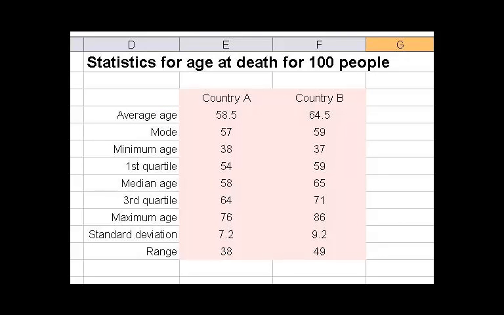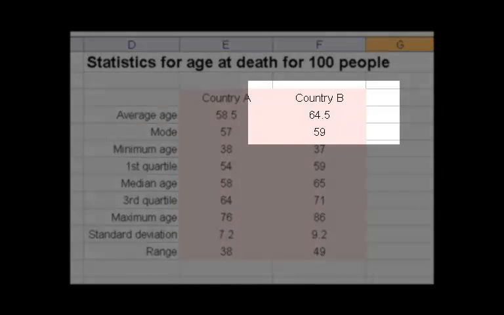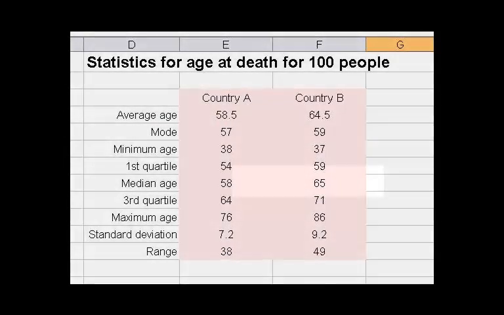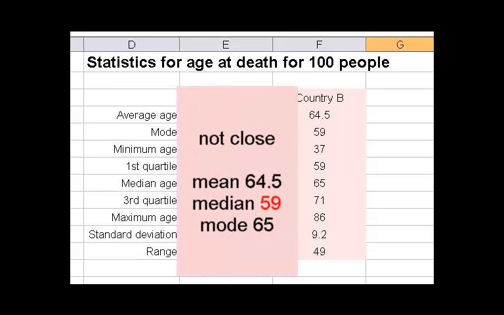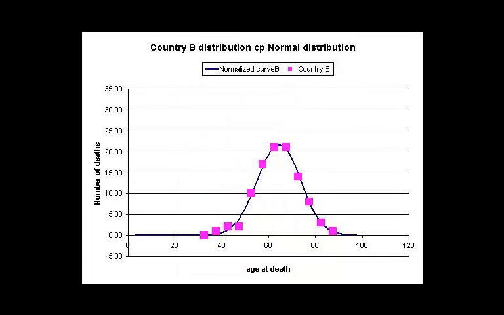In country B, the average age of death was 64.5 years. The mode was 59 and the median was 65. It would appear that country B does not have a normal distribution. However, let's have a look at its graph. It appears that country B is also normally distributed based on the way the points lie on the curve.